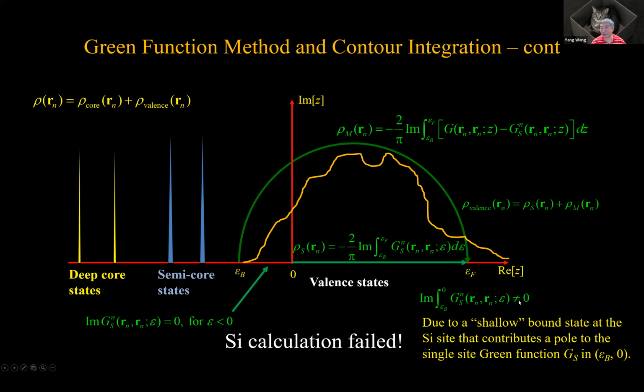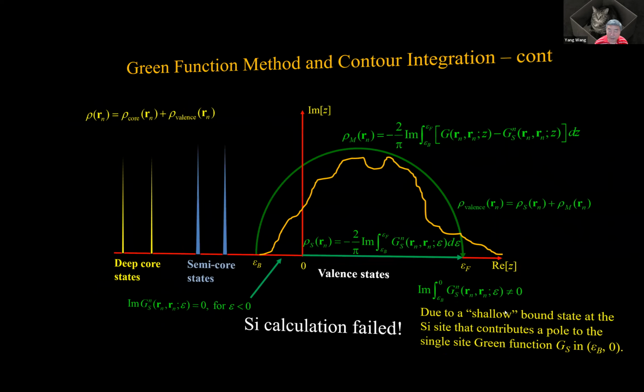Many other metallic systems don't have the shallow bound state, so such a problem never appears. But unfortunately, for silicon, it does have the problem. So we'll have to take care of that in a general way. In the future, for whatever system, we always need to check if there is a shallow bound state. If there is, we'll have to take care of these things carefully.